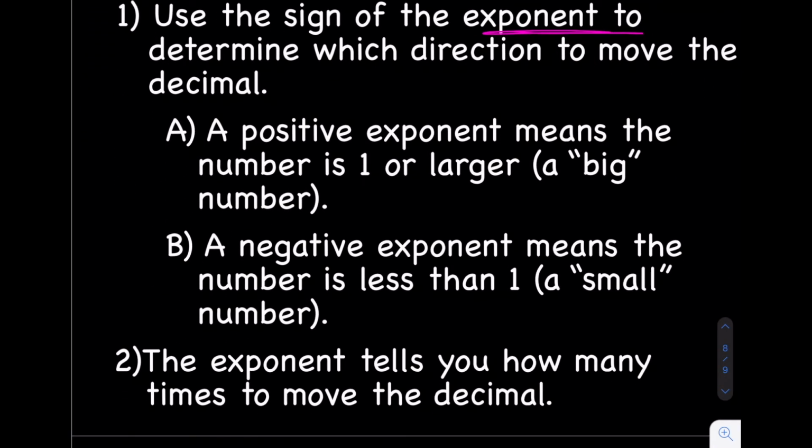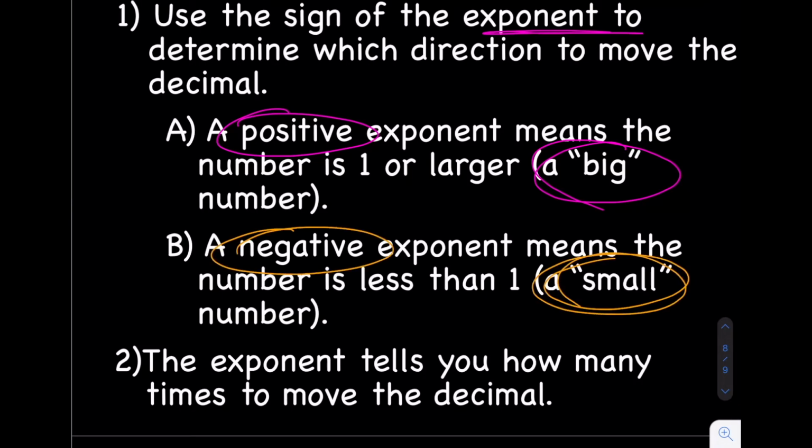A negative exponent means the number is less than 1. We've got a small number. So a positive exponent means a big number. If you can remember that, you're going to be fine. A negative exponent means a small number. And the actual quantity of the exponent, the number itself, tells you how many times to move the decimal. So let's try a couple of these.